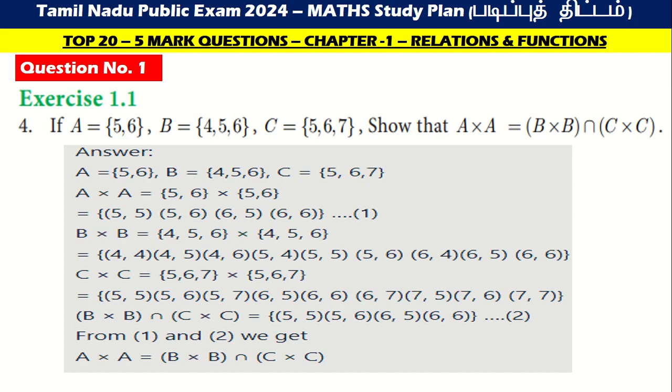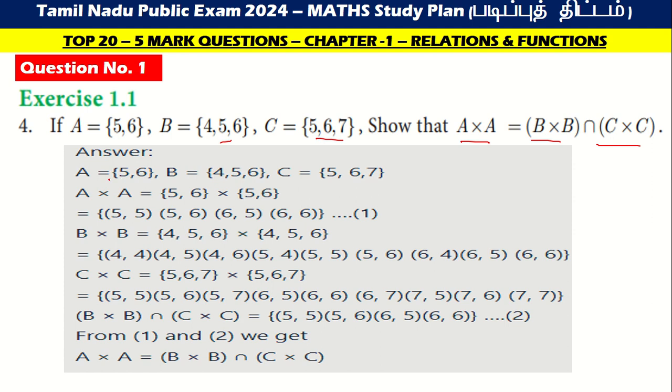So question number 1, in the top 20 5 mark questions, in chapter 1, the first question we are going to see is: if A is equal to {5, 6}, B is equal to {4, 5, 6}, and C is equal to {5, 6, 7}, then verify A × A, B × B and C × C.